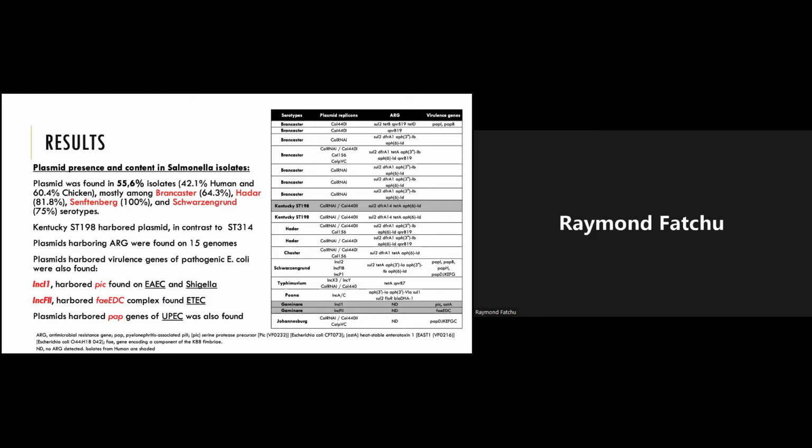Regarding Kentucky ST198, it also harbored plasmids in contrast to ST314. As I said, regarding serotyping, Kentucky on the genetic side had ST198, which is an international clone, and also ST314. So 198 was found more in humans, while ST314 was more found in chicken. So it's ST198 that was carrying plasmids in contrast to ST314. And most plasmids also had genes of resistance to antibiotics.